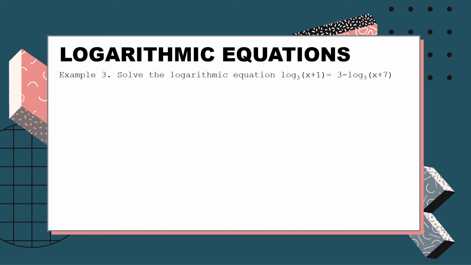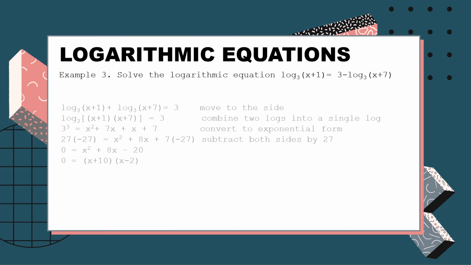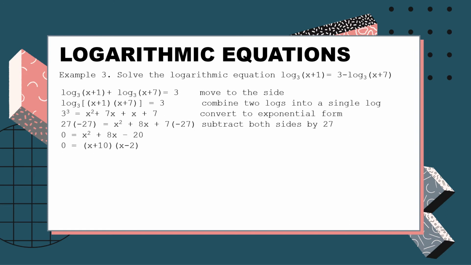Example 3. Solve the logarithmic equation log base 3 of x plus 1 equals 3 minus log base 3 of x plus 7. First thing we need to do is move the second log to the other side, since we have a 3 here, so it's impossible to directly combine both logs. Then we move log base 3 of x plus 7 to the left side. So we have this equation right here, log base 3 of x plus 1 plus log base 3 of x plus 7 equals 3. And we combine the two logs into a single log: log base 3 of the quantity x plus 1 times x plus 7 equals 3. And we convert it to its exponential form.